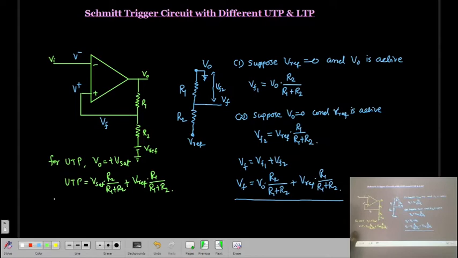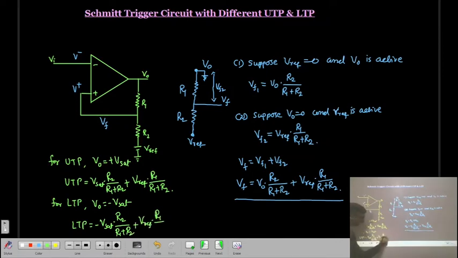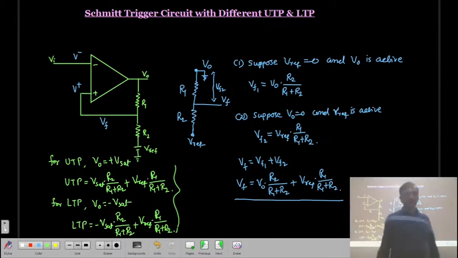And for LTP, the Vo will be equal to minus V saturation. So we can write the LTP is equal to minus V saturation into R2 divided by R1 plus R2 plus V reference into R1 divided by R1 plus R2. So these are the important formulas for calculating the LTP and UTP.